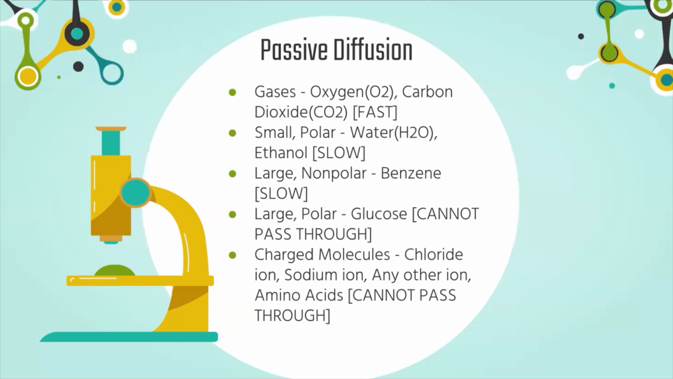What else cannot pass through? Charged molecules are also a problem, like chloride and sodium ions, or actually any ions can't pass through. One popular example would be amino acids. Now, these molecules are charged and so incredibly polar, which is why they cannot pass through.